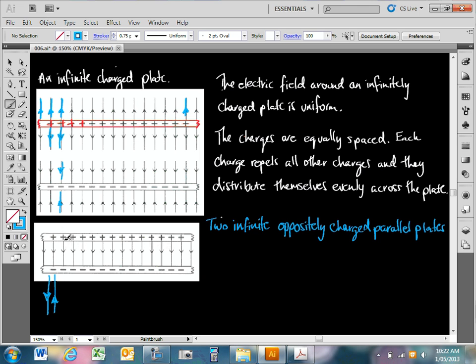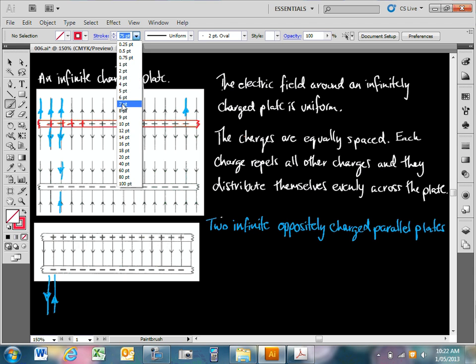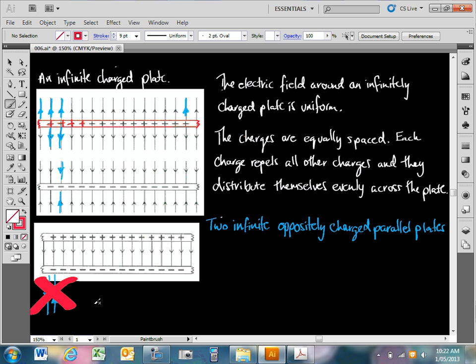If these are pretty close together, if these plates are very, very close to each other, in the situation like a capacitor, for instance, then this vector here, this electric field vector here, cancels out that electric field, and there is no electric field outside the plates.